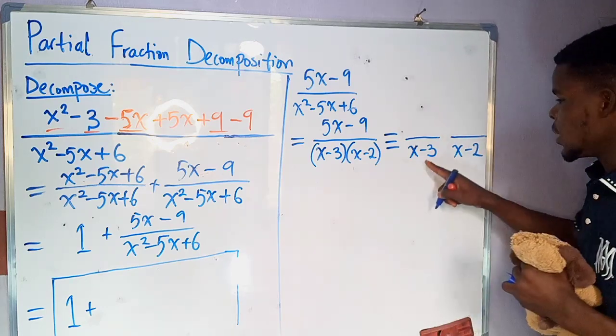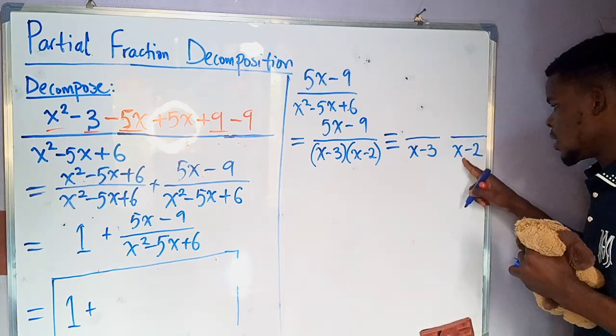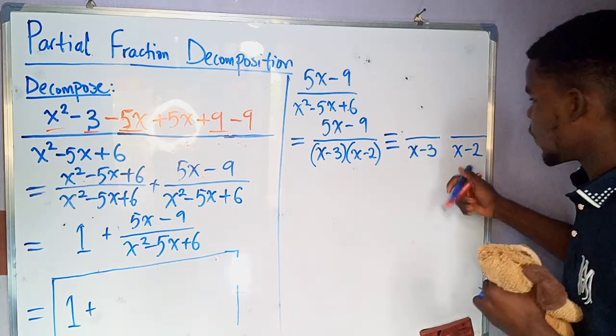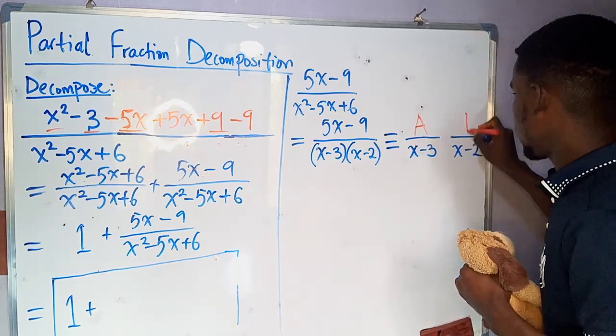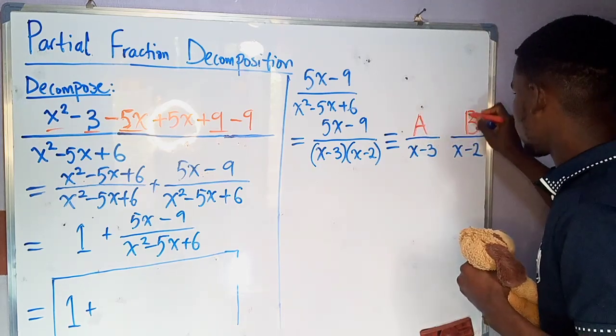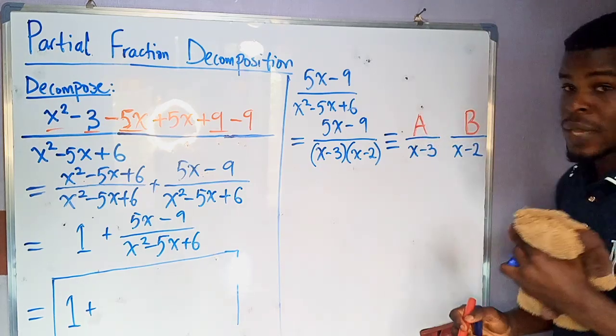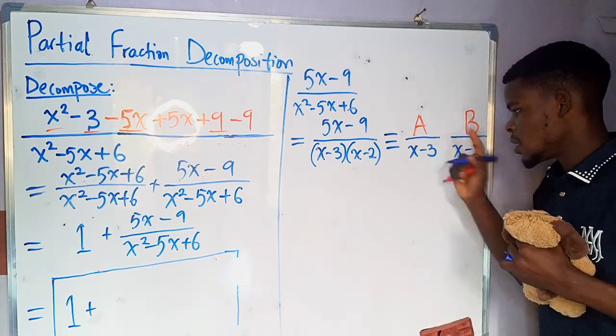Now you notice that each of these factors is linear. This is a linear factor, all right? Because of that, we are going to have a constant in the numerator. So let's just use alphabetical order: A, where A is just a number, and then B also. They are unknown numbers, which is what we are going to find. Why do we use constants since this is linear?